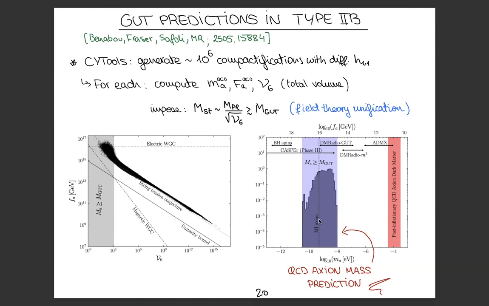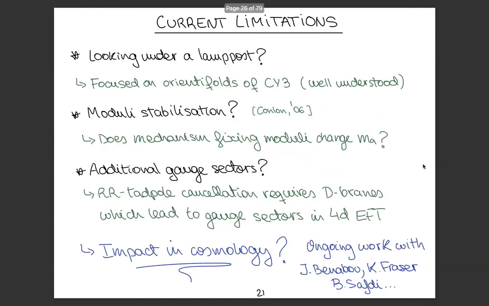What happens in the end is that you can get a well-defined range for the possible QCD axion masses, assuming that you want to keep field theoretic unification in the context of type IIB, and this is something which is very useful for the experiments. Now, I said that this kind of software, CYTools, is really a game changer.